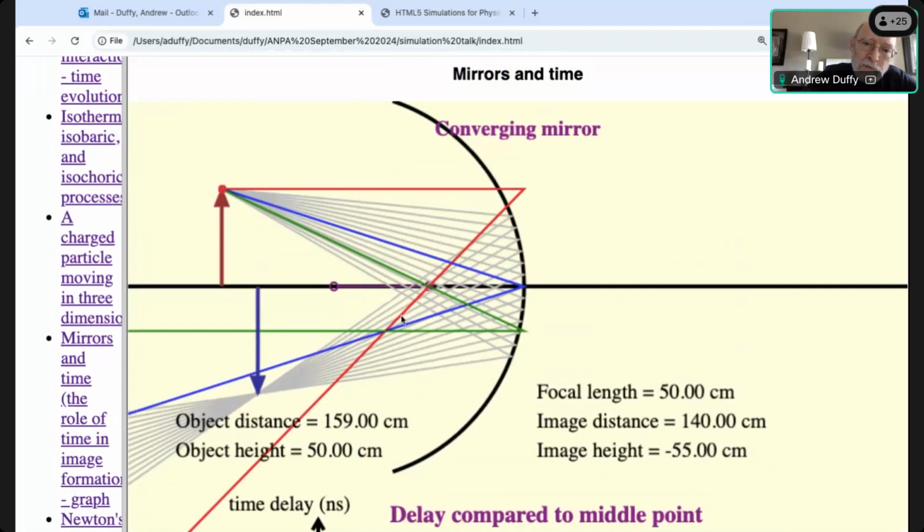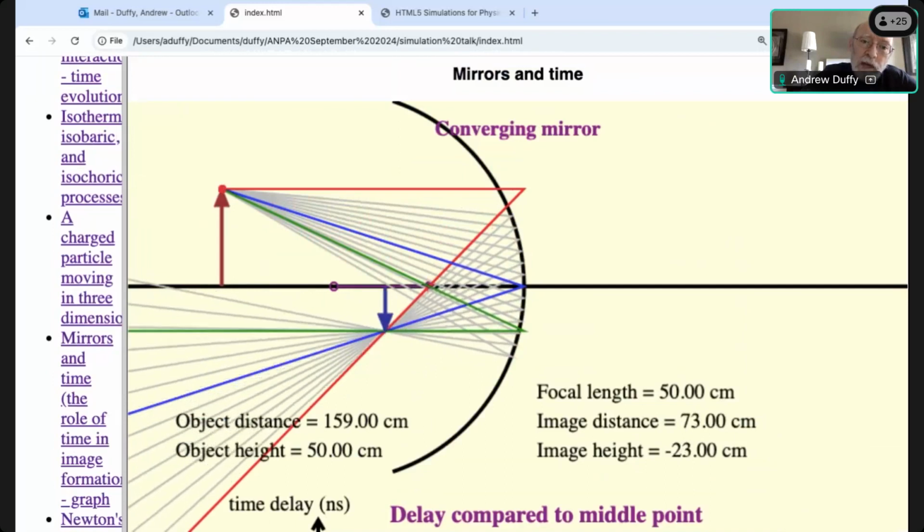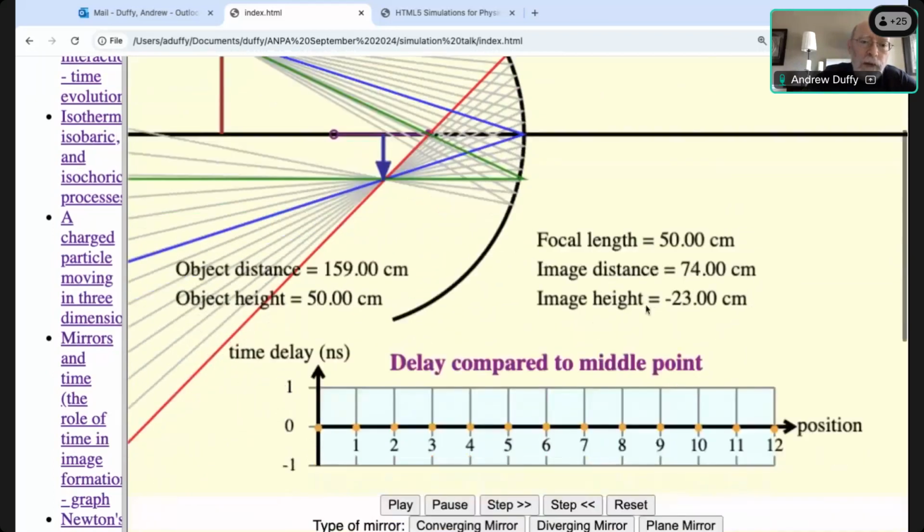But here we can see the red and the green and the blue lines are really showing us where the image actually is. So we're going to put it there and see what happens. Okay, so now this is where the image actually is. You can see that from the ray diagram. And we'll try it again. So I think it's pretty close to that.